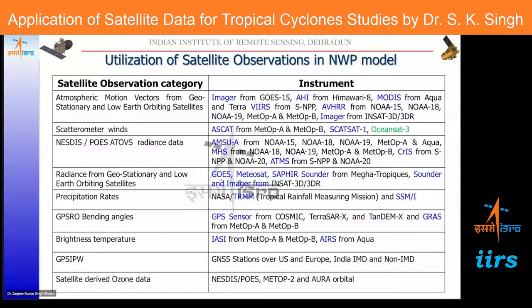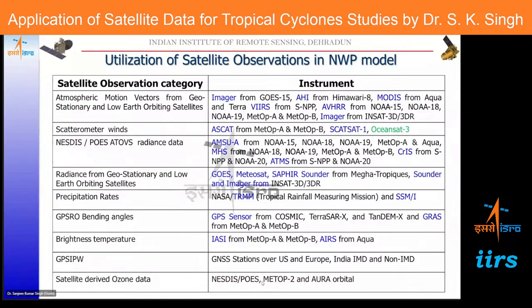Radiance data from AMSU A, MHS, CrIS, which is the hyperspectral sounder, ATMS. Radiance from geostationary and low orbit satellites, that is the GOES, Meteosat, SEVIRI, sounder from Megha-Tropiques, sounder and imager from INSAT 3D and 3DR. Precipitation rate also can be assimilated into the model. GPSRO bending angle also can be assimilated into the model. Brightness temperature from ASCAT, METOP A, and AS from ECMWF. Data also can be assimilated into the model.